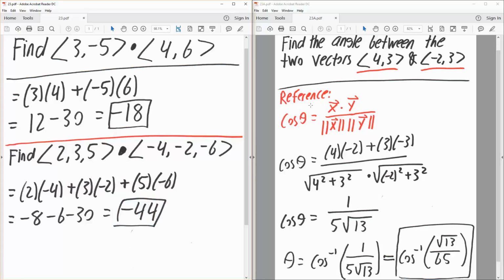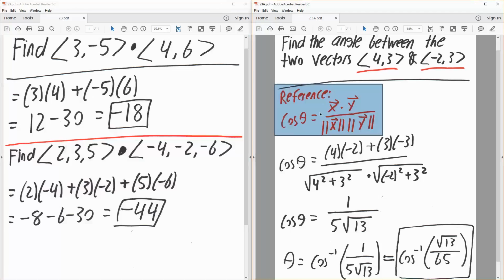And now we will use the dot product in order to find the angle between two vectors. So our two vectors are 4, 3 and negative 2, 3. And in order to get the angle between two vectors, we use this formula. So cosine theta is equal to vector 1, essentially this vector, dot product the other vector, divided by the magnitude of this times the magnitude of this.